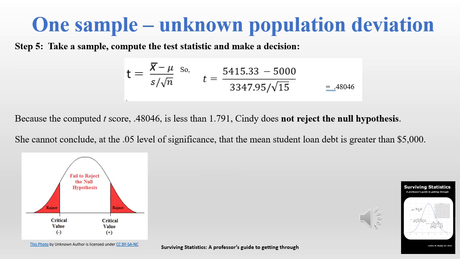Well, comparing the t-stat that she computed of 0.48, it's less than 1.791, which means it falls in the fail to reject the null hypothesis area. It has to be greater than, an absolute value greater than, either more negative or more positive than the critical value. So even though her sample average is higher than the $5,000 they reported, she cannot conclude at the 0.05 level of significance that the mean student loan debt is greater than $5,000. So she fails to reject the null hypothesis.